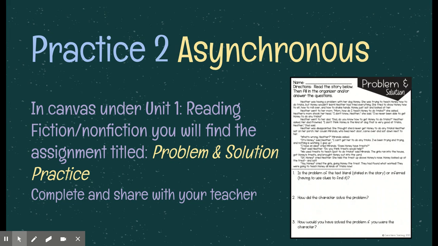You read the story, you answer the questions, and then you're going to share this document, because it's a Google slide, with your teacher. All right, have fun. Practice your stopping and jotting and make sure you're able to find the problem and solution.